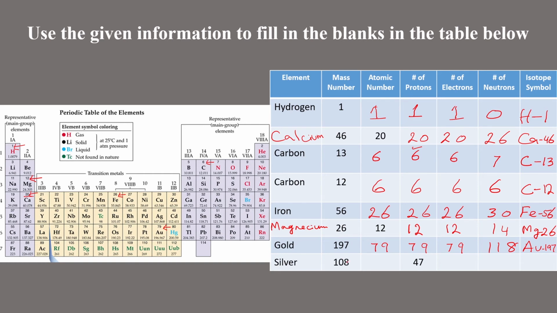Okay. For silver, here we have silver. Its atomic number is going to be 47. Number of protons is 47. Number of electrons will be 47, same as number of protons. For number of neutrons, you will subtract 108 minus 47. We have 61 neutrons, and the symbol is going to be Ag 108.